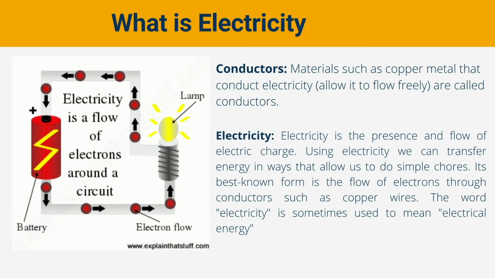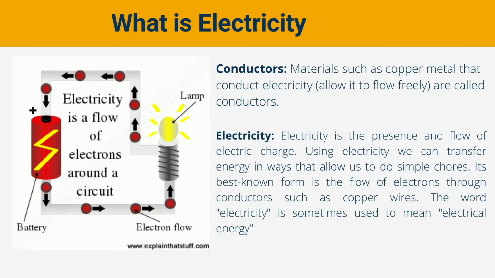Now, there are different types of energy. When something moves, we say it generates kinetic energy. Everything is made of atoms. These atoms have protons, electrons, and neutrons. These electrons can be used to transfer energy from one place to another. This energy is called electricity. It's a form of energy which is carried by free-flowing electrons, especially inside conductors.